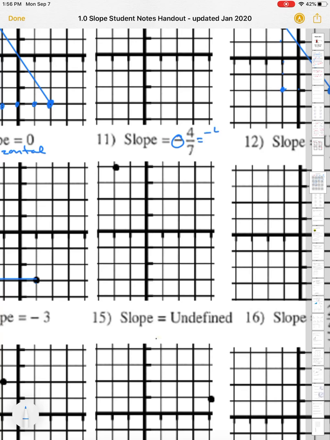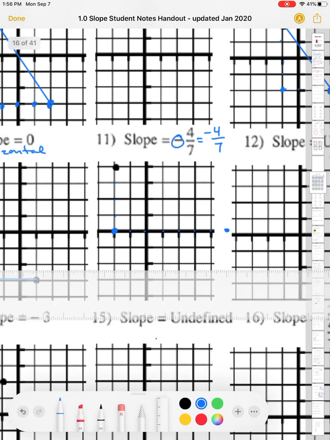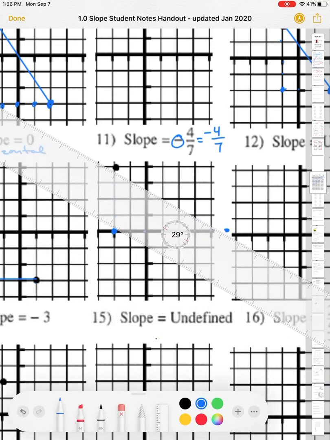Here, slope is negative. So this is the same as negative 4 over 7. So we're going to count down 4. 1, 2, 3, 4. And then over 7. 1, 2, 3, 4, 5, 6. Whoa, 7. We're going to guesstimate that one, won't we? Because it's off the grid. So we have to do our best.